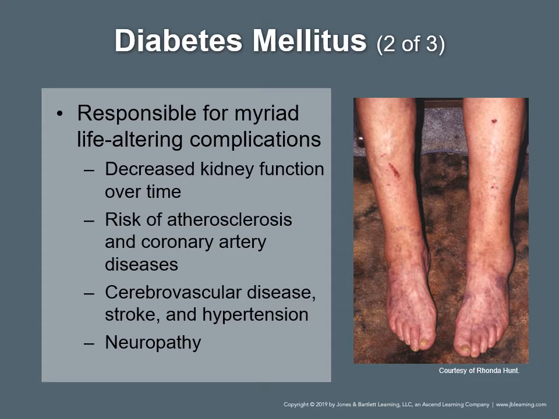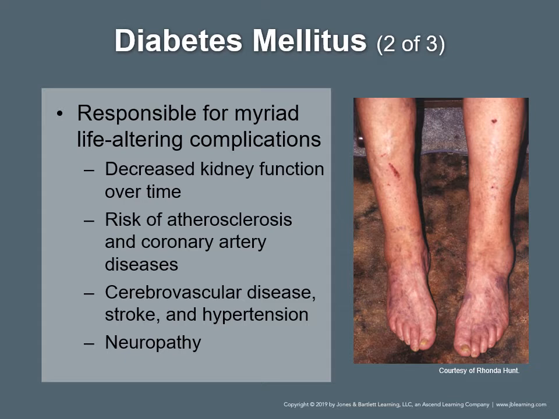Diabetes mellitus is responsible for myriad life-altering complications, some of which are listed here. The kidneys: you have high levels of glucose in the blood because the kidneys have to work harder than normal, which can result in decreased kidney function over time. For the heart, when diabetes is poorly controlled, the process of lipolysis raises the level of fat in the blood, increasing the risk of atherosclerosis and coronary artery disease.